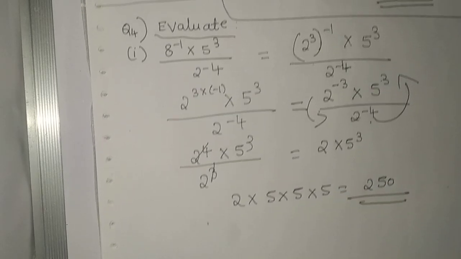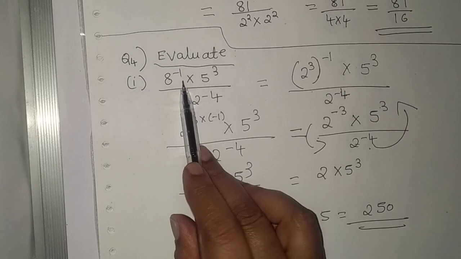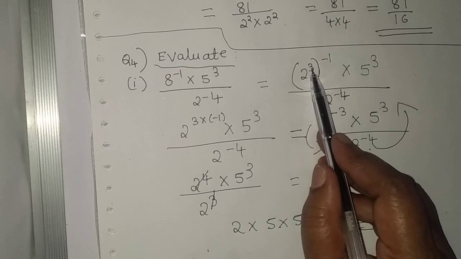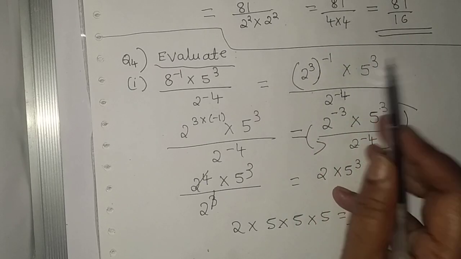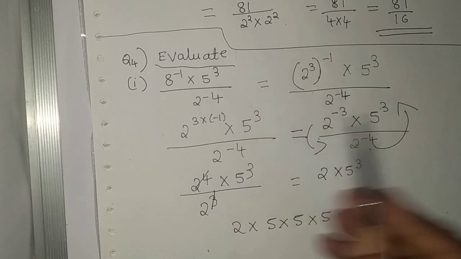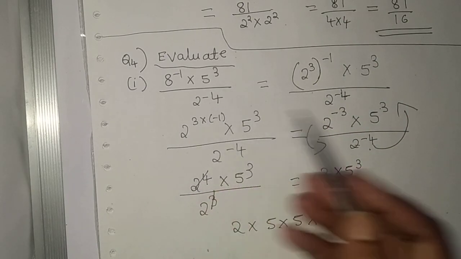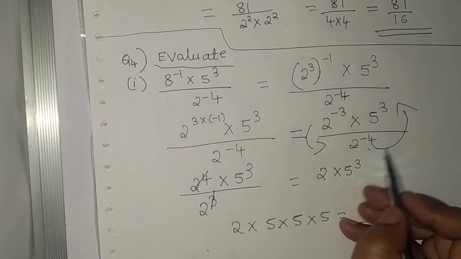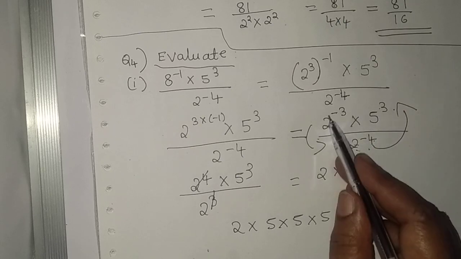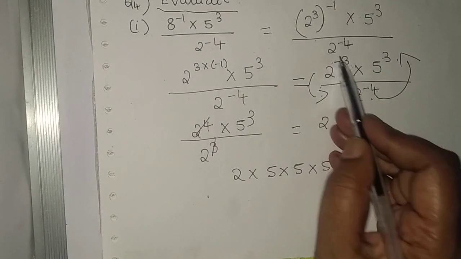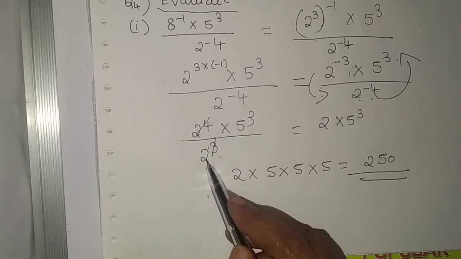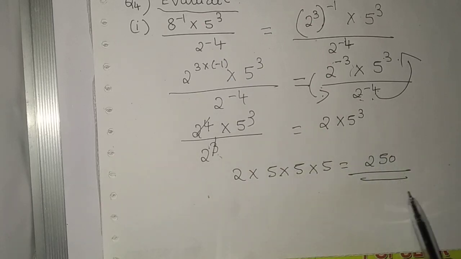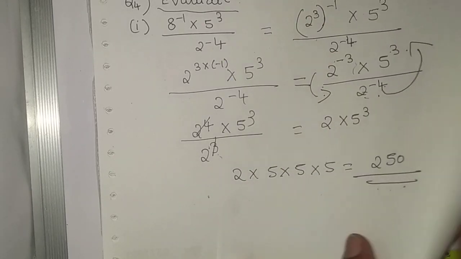This is the answer. So the problem here is, split this 8 to the power minus 1 into 2 cube, then the whole power into 5 cube. So multiply these two, we will get 2 to the power of minus 3 into 5 cube by 2 to the power of minus 4. Bring this to the denominator, bring this to the numerator. All negative signs become positives. So cancel these powers, 3 cancels, 1 remains and 5 cube is there. Multiply all, we get 250 as the answer.